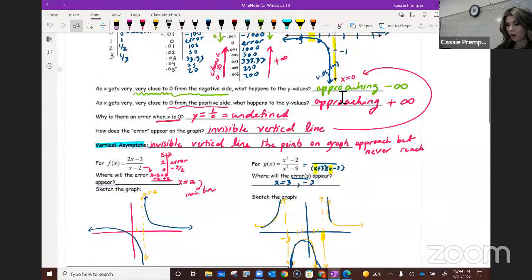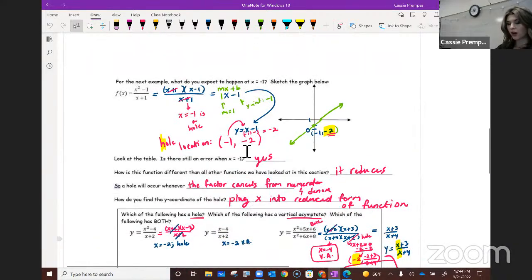And then we also looked at holes, where if the graph has a hole, it's just recognized as a little open circle on the graph. And then you'll see here that the points are going to surround it, but it's not an actual point on your graph. Well, the last thing we have to talk about are horizontal asymptotes.